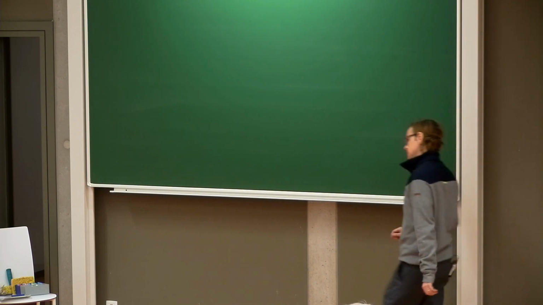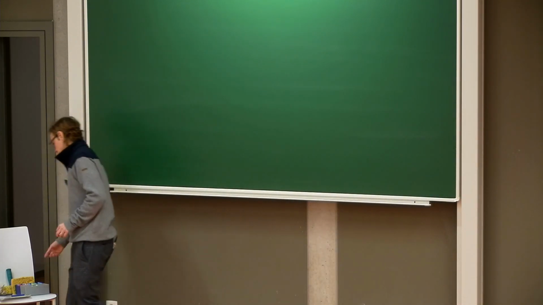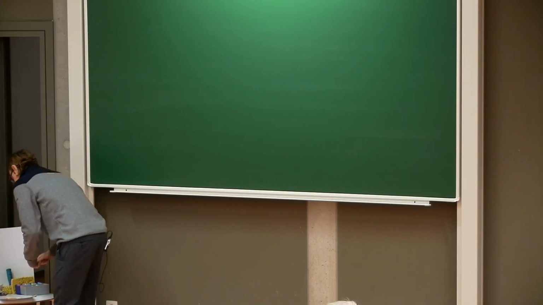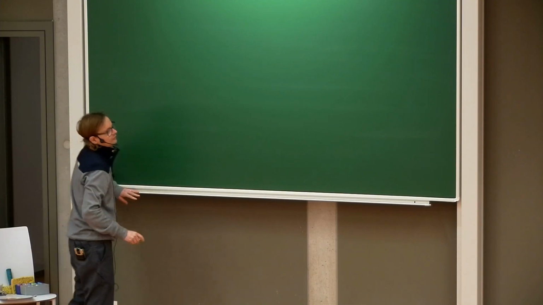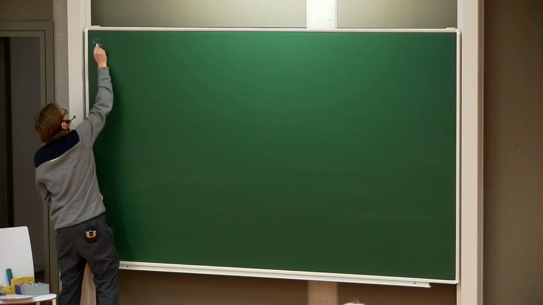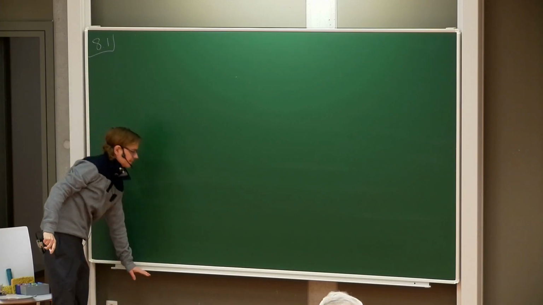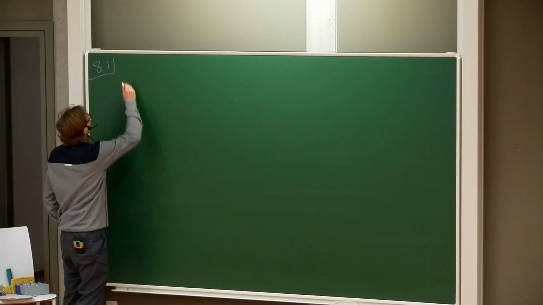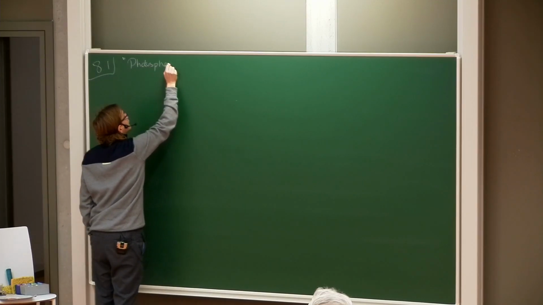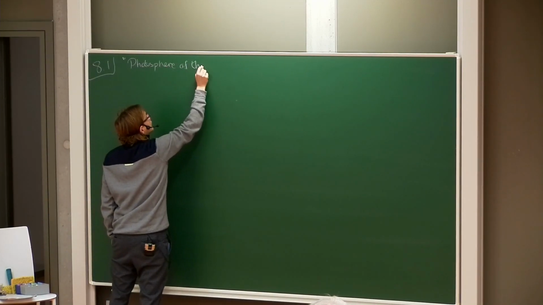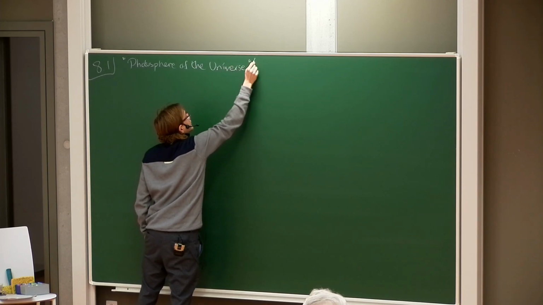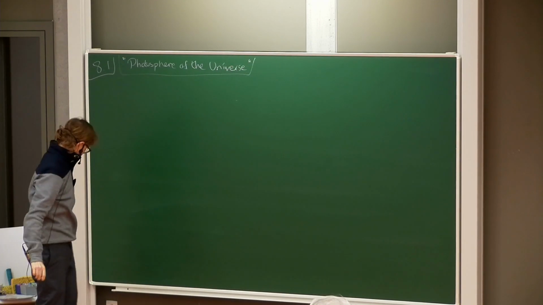Okay, so when we left off last time, we were in the middle of what in the lecture notes is Application 8.1, which I call calculating the photosphere of the universe. That is, calculating where it lies, when it occurred.